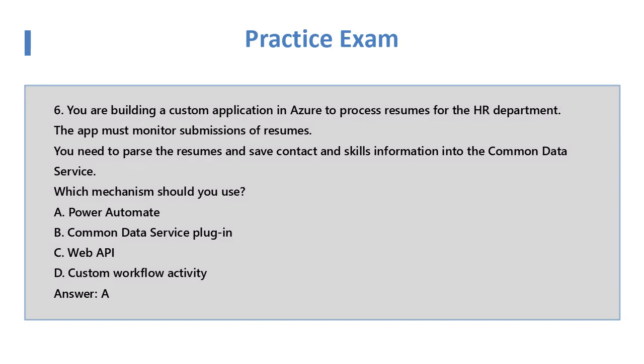6. You are building a custom application in Azure to process resumes for the HR department. The app must monitor submissions of resumes. You need to parse the resumes and save contact and skills information into the Common Data Service. Which mechanism should you use? A. Power Automate. B. Common Data Service Plugin. C. Web API. D. Custom Workflow Activity. Answer: A.